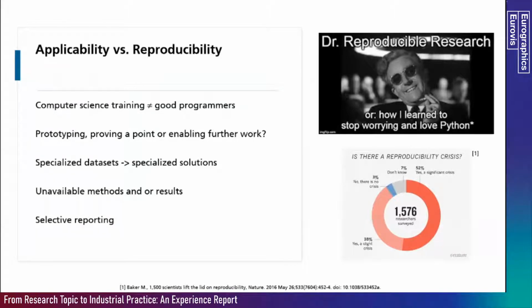Prototyping. So the thing is, with computer science, we always depend on the prototype. But the question for us is: is prototyping proving a point or enabling further work? Because depending on the answer to that question, that is how we are supposed to be handling those prototypes. Specialized datasets actually lead to specialized solutions, and that is something that really frequently happens in our field. So you have a lot of solutions that are very, very specialized, might be similar, but yet you cannot transfer them. And also, because of that, you have unavailability of methods and/or results, because you cannot really sum up all the specialized things at once.